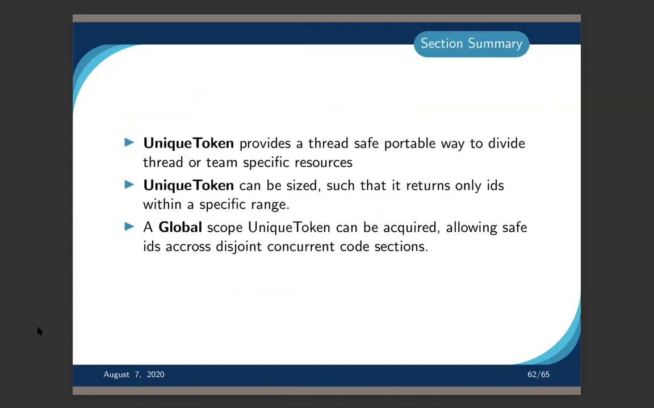So as a summary, unique token provides you a thread safe and portable way to divvy up thread or team specific resources. You can have a sized version so that it only returns IDs within a specific range. Note, it's really important in that case that you do not try to acquire more IDs simultaneously than the range can give you. Again, if you do, you potentially can deadlock, at least on GPUs. There's also a global scope unique token, which gives you safe IDs across disjoint code sections which run concurrently.